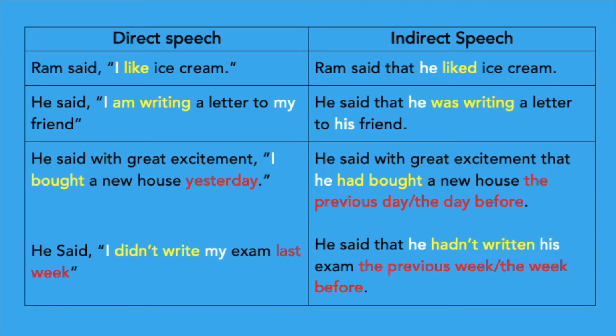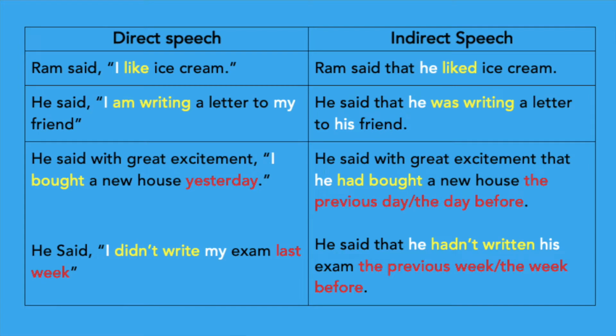Let's now do a practice. See the first sentence. Ram said, "I like ice cream." How do you change this sentence? Ram said, then use the word "that." The pronoun "I" will become "he." "He" refers to Ram. That is step number 1.